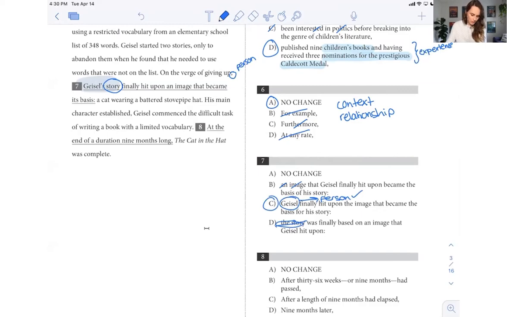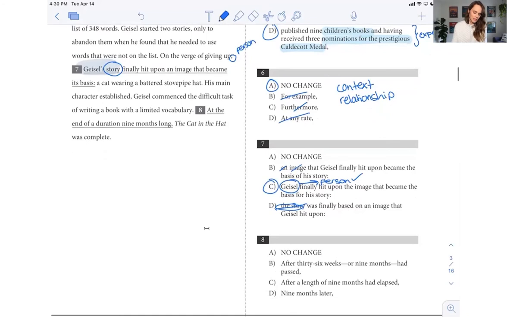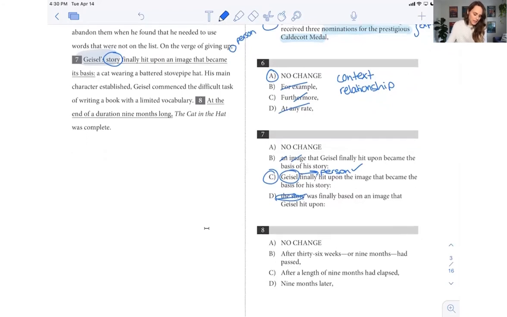Let's go onward. So Geisel's on the verge of giving up. Geisel finally hit upon the image that became the basis for his story, a cat wearing a battered stovepipe hat. His main character established, Geisel commenced the difficult task of writing a book with a limited vocabulary. At the end of a duration 9 months long.